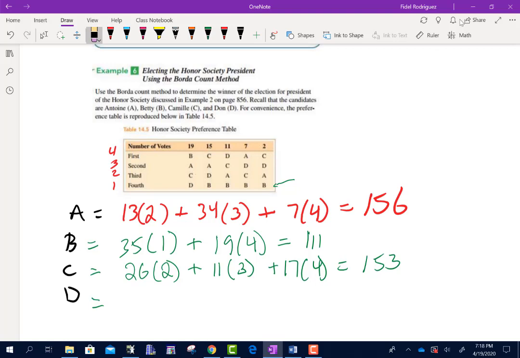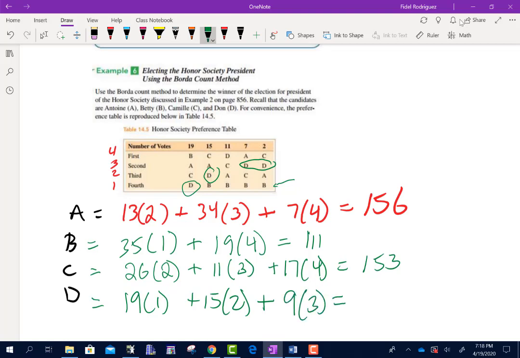Okay, so Dawn here has 19 fourth place votes. Dawn also has 15 third place votes. And he has, let's go through these here, 7 and 2, 9 second place votes. And he has 11, not an equals, but a plus, 11 first place votes. Let me fix that. Looks a little messy. There we go. Times 4.